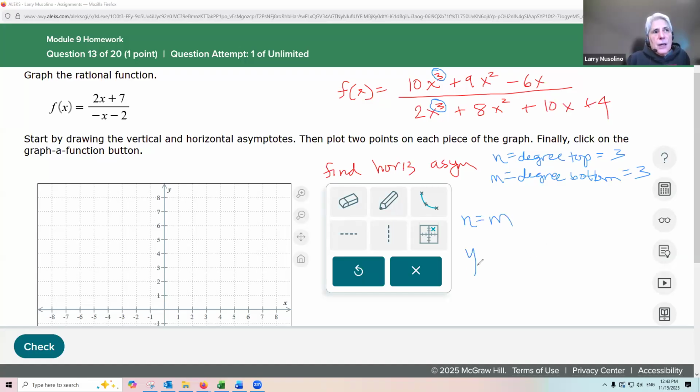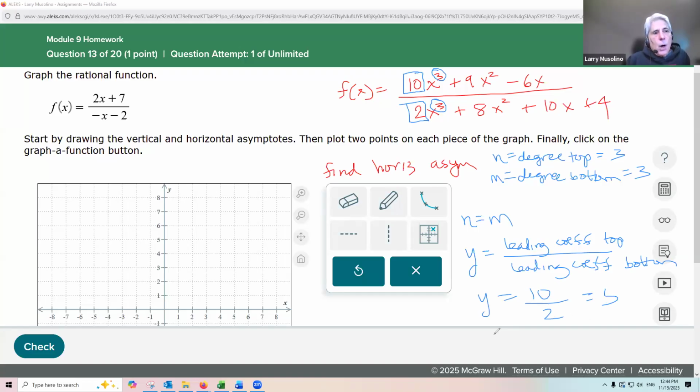So if you want the horizontal asymptote, take the leading coefficient on top divided by the leading coefficient on the bottom. In my example here, the leading coefficient is the number in front of the x to the 3. That's a 10. On the bottom, the leading coefficient is 2. So this would be 5. So y equal 5 is the horizontal line for the horizontal asymptote in this example.